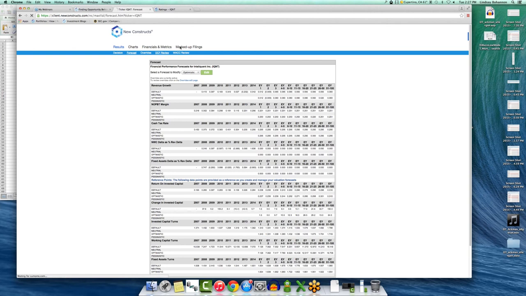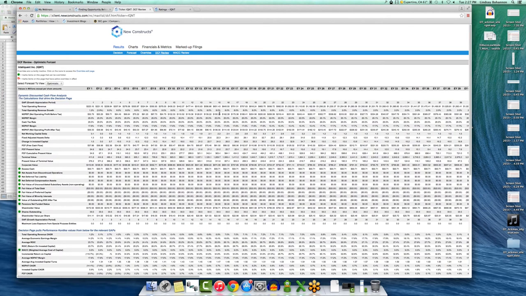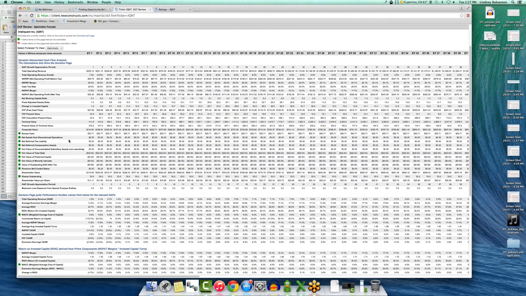We're going to save that, and we can go to our DCF review here. If we expect that the company can grow NOPAT by just 4% compounded annually, so here's our 4% NOPAT compounded annual growth rate, for the next 9 years, the stock is worth $19 a share. Or we can expect maybe a 5% NOPAT growth rate for 10 years, and that yields almost $20 a share.